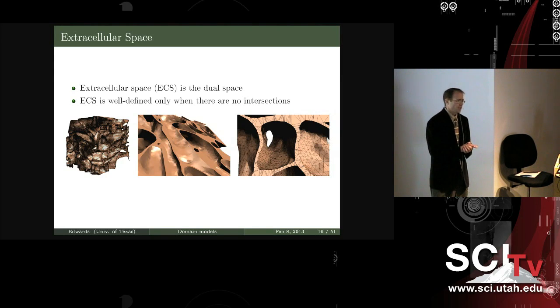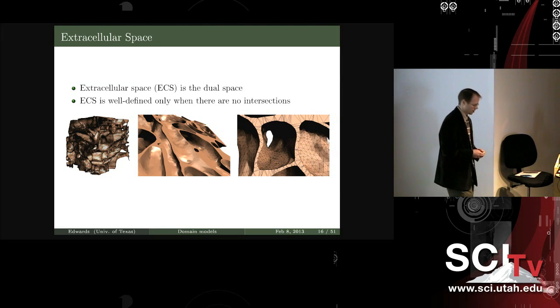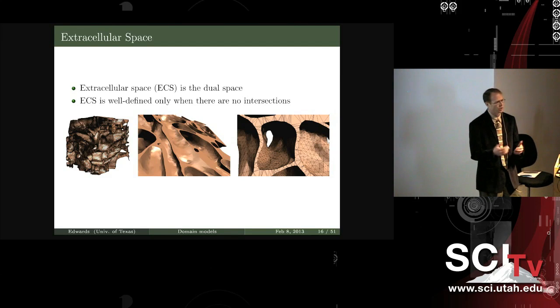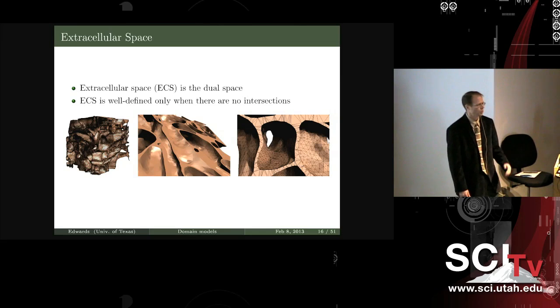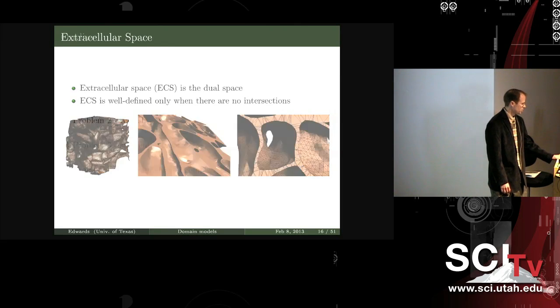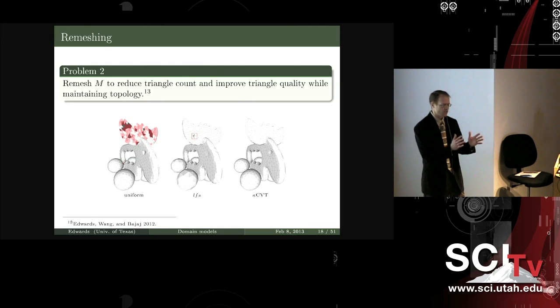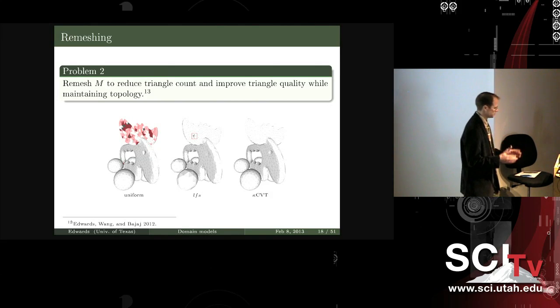One thing we're interested in modeling is the extracellular space, or the dual space, after we've constructed our components. And that it's not well defined when we have intersections. So now that we can remove the intersections, we can actually come up with a model of extracellular space. And it was when we were looking at the extracellular space and trying to improve the triangle quality that we stumbled on this next interesting problem that I'm going to talk about, which is remeshing surfaces where the surfaces have portions that are flat that approach closely to each other.